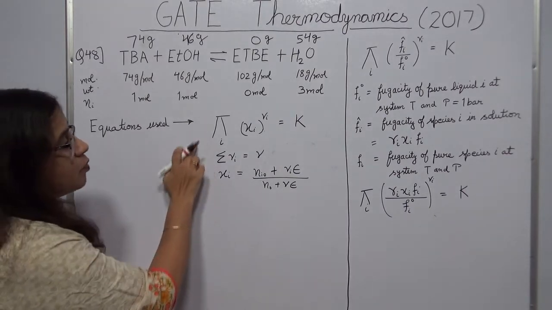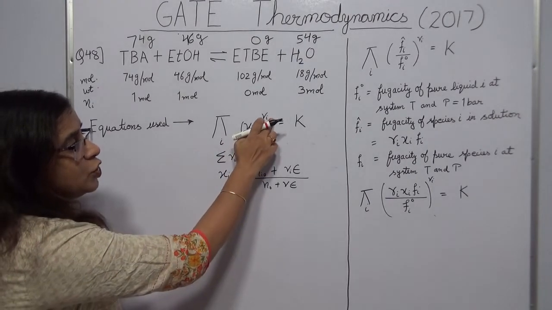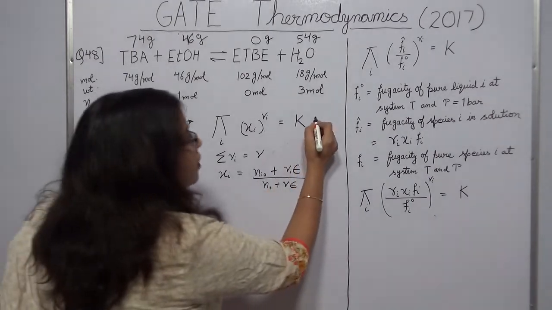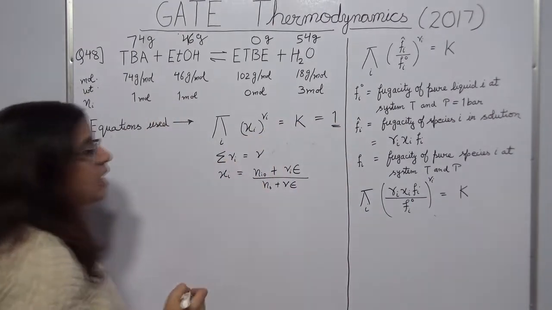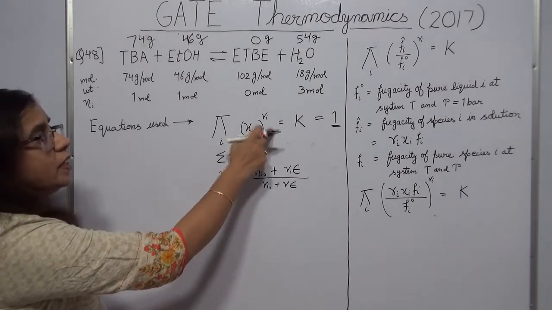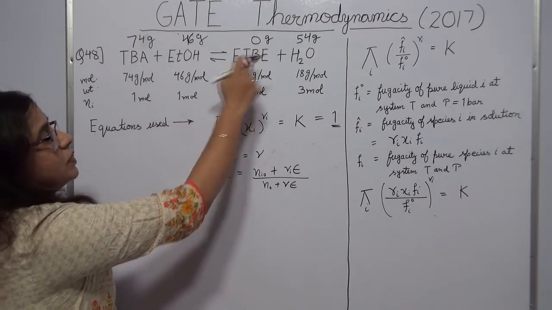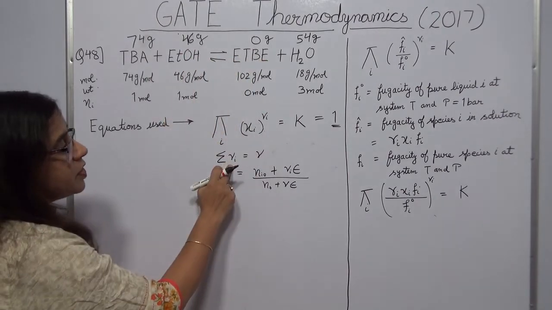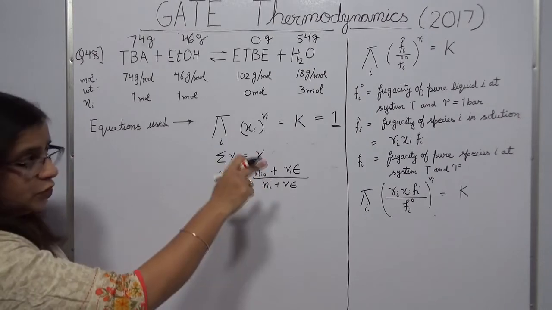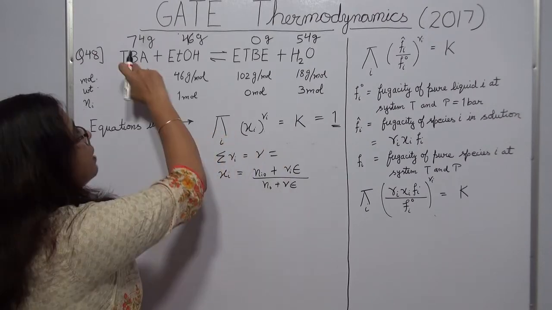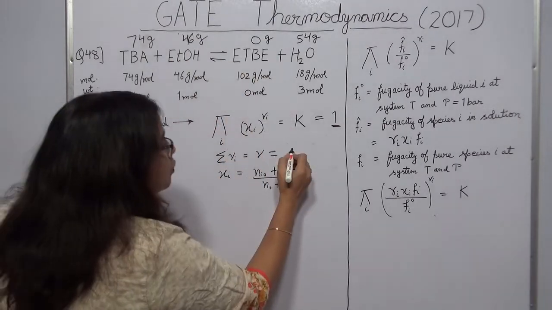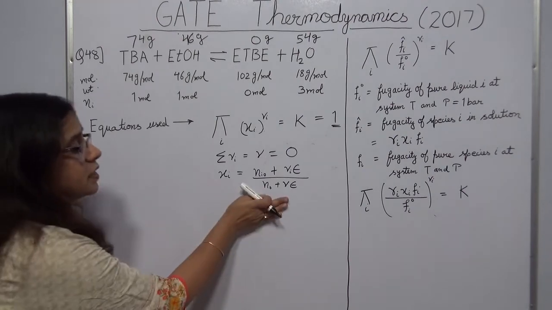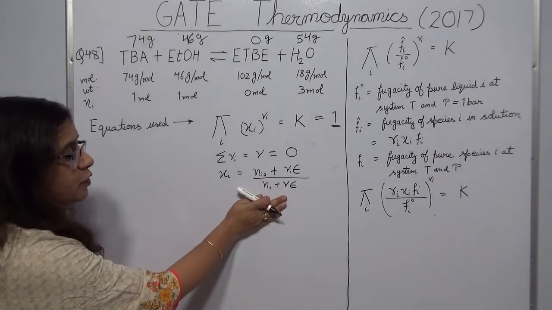Now the equations which we are going to use, I have listed them over here. So this is the product over all i of xi raised to nu i, that is equal to K. K is the equilibrium constant, which they have given the value as 1. Now, what is nu i? Nu i's are nothing but the stoichiometric coefficients which appear in this reaction, and the summation of nu i, that is what we are calling nu. So summation nu i is minus 1 plus 1 plus 1, so basically nu equals 0. This equation you have already seen in the last couple of videos.